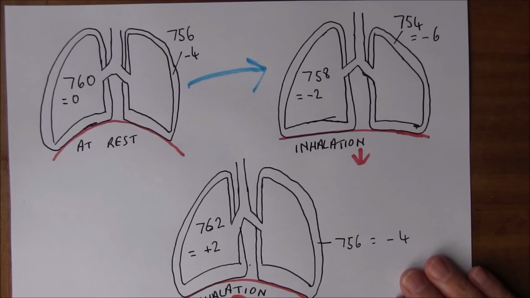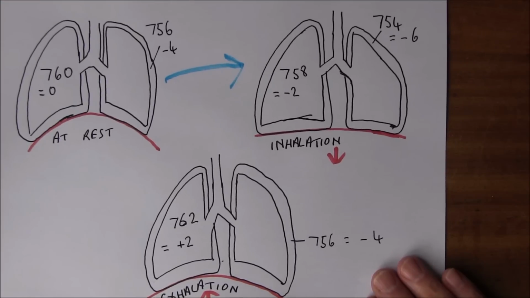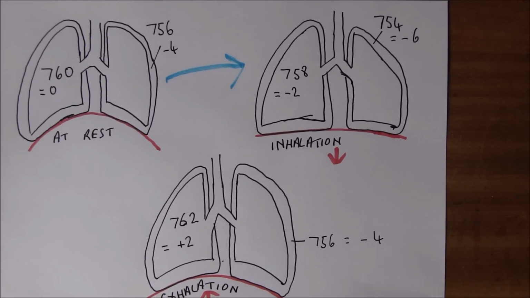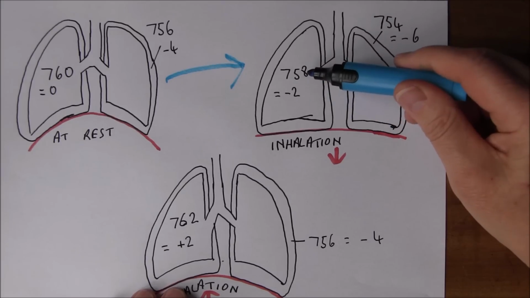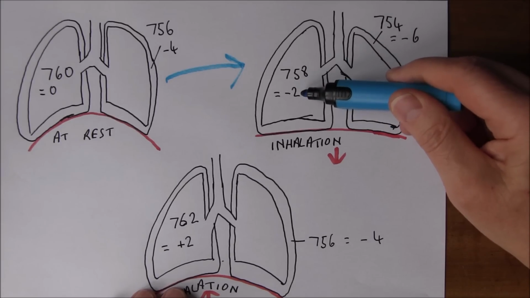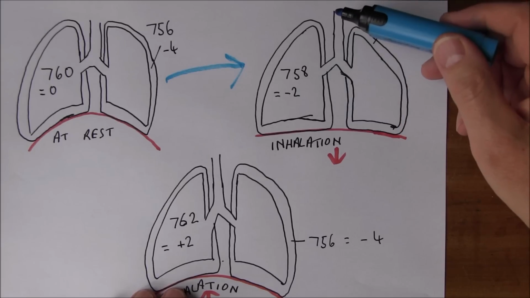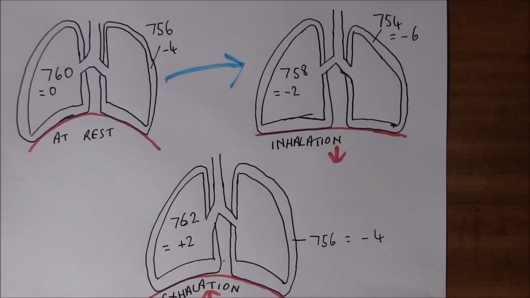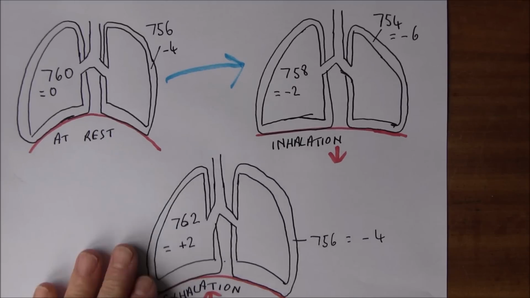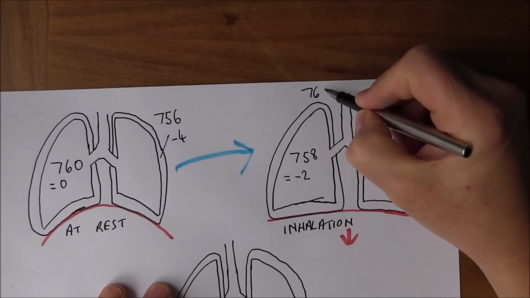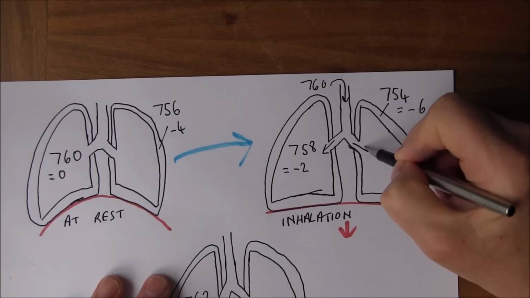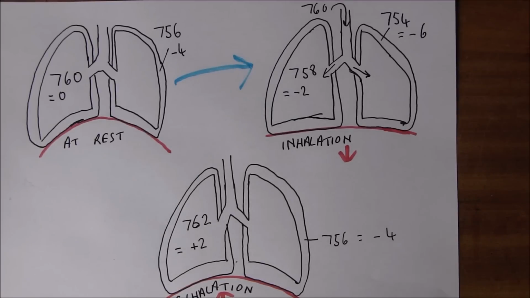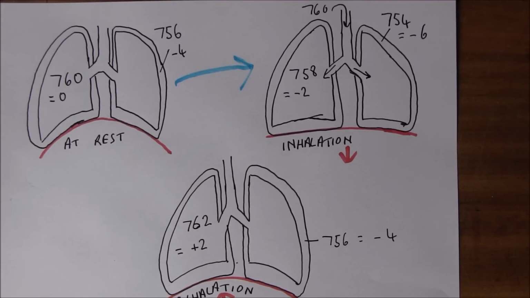That's going to increase the volume, therefore reduce the pressure, and that's exactly what we see happening here. So we see during inspiration, the pressure here is now 758, which is 2 millimeters of mercury below the 760 atmospheric pressure. Because outside, of course, it's still 760. That's why the air is going to be sucked in to equalize the pressure, because air moves from areas of high pressure to areas of low pressure.